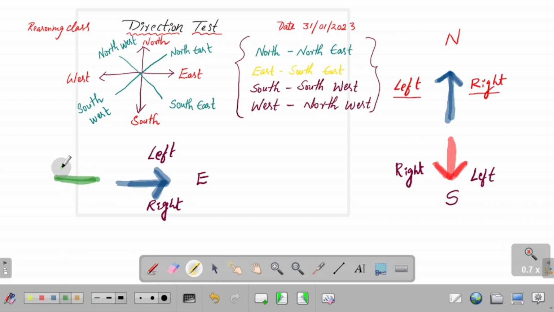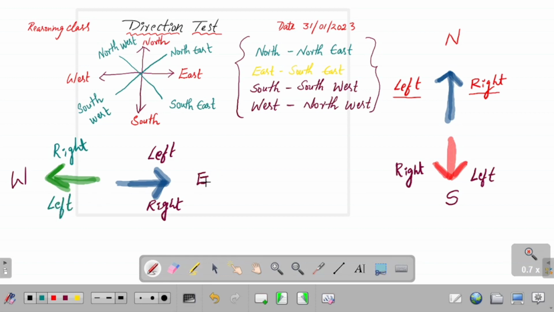Now you are placing towards the west side. See, now you are placing towards the west side, then it is west side, right? So when you are placing towards the west side, this is your right. Okay, this is your right and this is your left. I am writing here left.